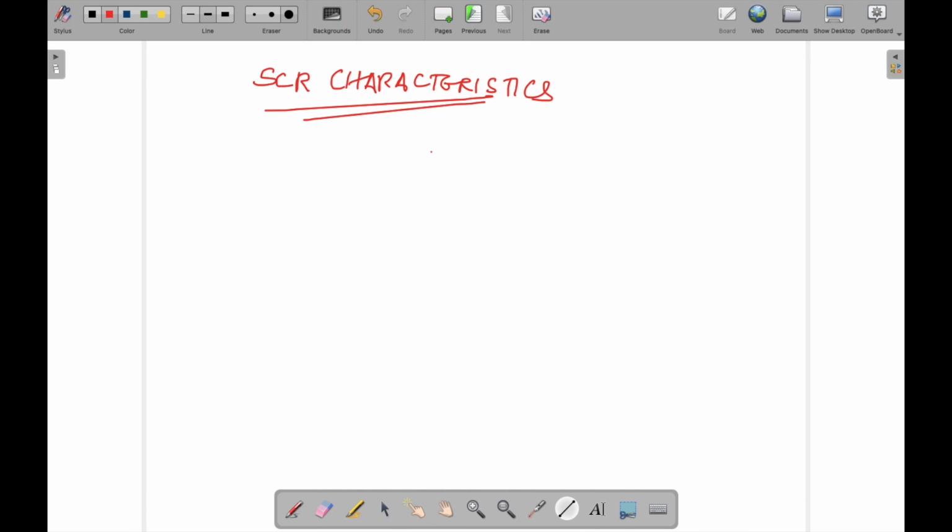So coming to the characteristics of SCR, we have to check out the VI characteristics. That is the characteristic between voltage and current. So here we have the voltage between anode and cathode. I'll call it as VAK. And this is the current which flows. I'll call it as anode current IA.